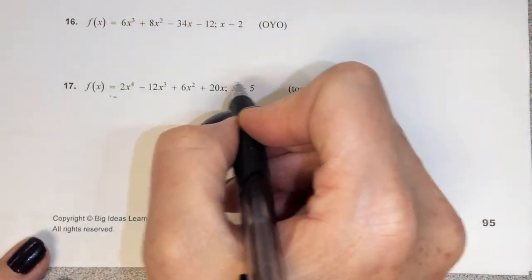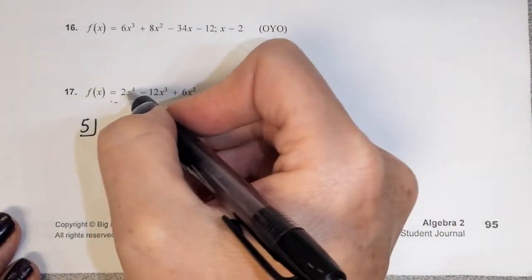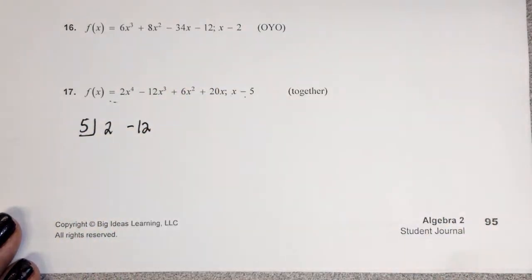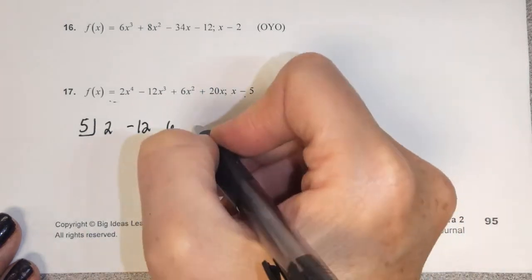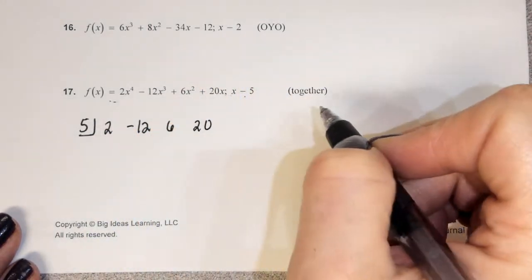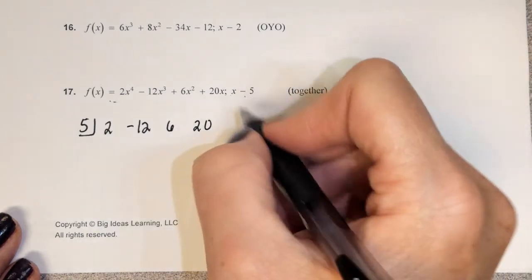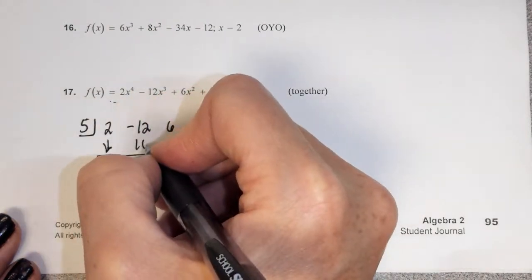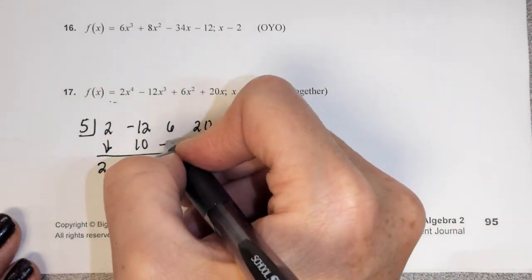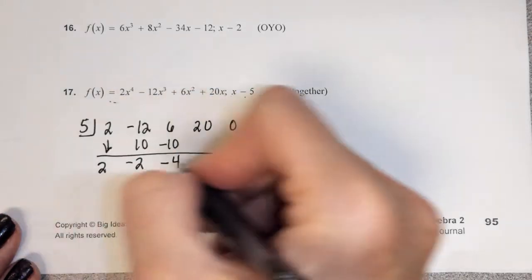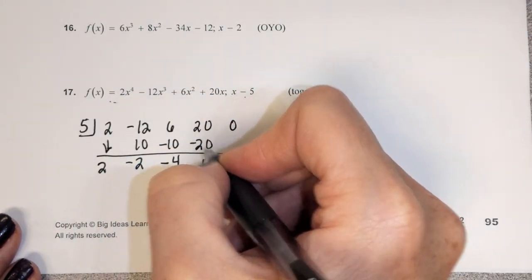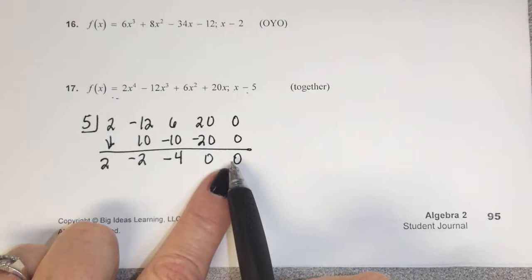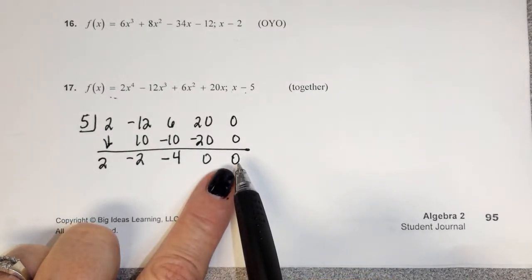What goes in the box? 5. Use your coefficients. 2, -12, 6, 20. And what am I going to use for my last coefficient? 0, good. So I have to bring this down. I multiply, add, I multiply, add, multiply, add, multiply, add. I have to make sure I get a remainder of 0. That tells me it is a factor.